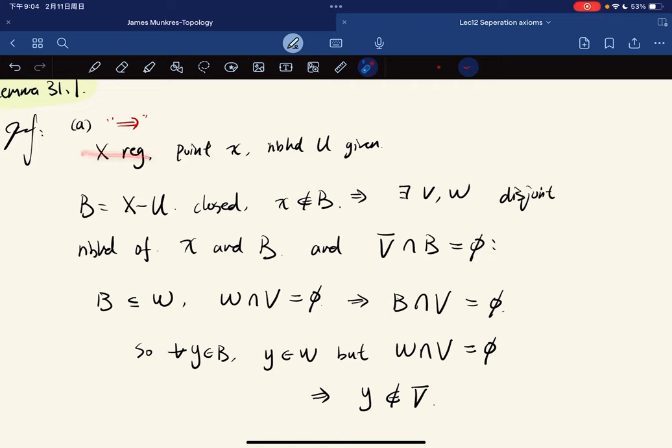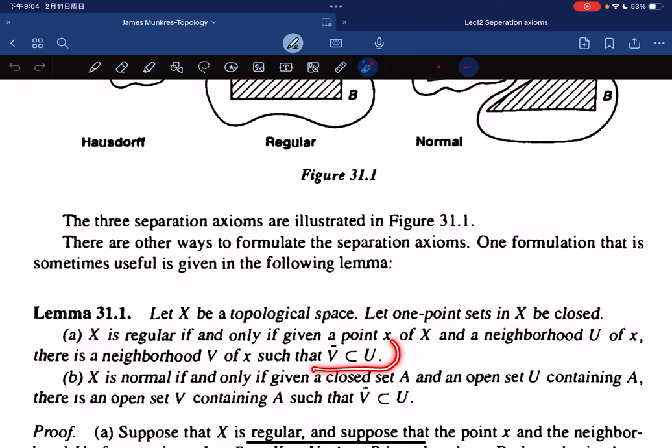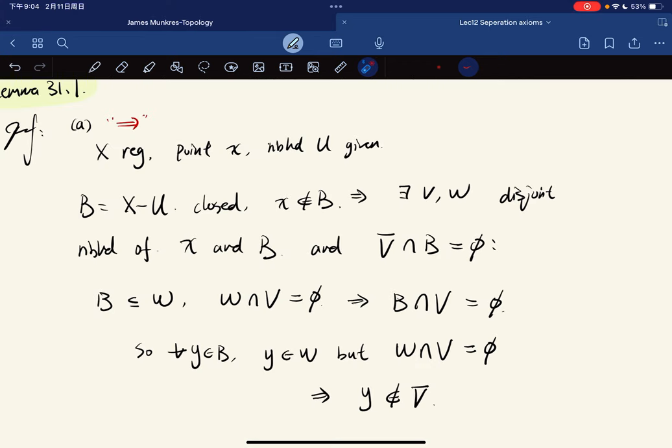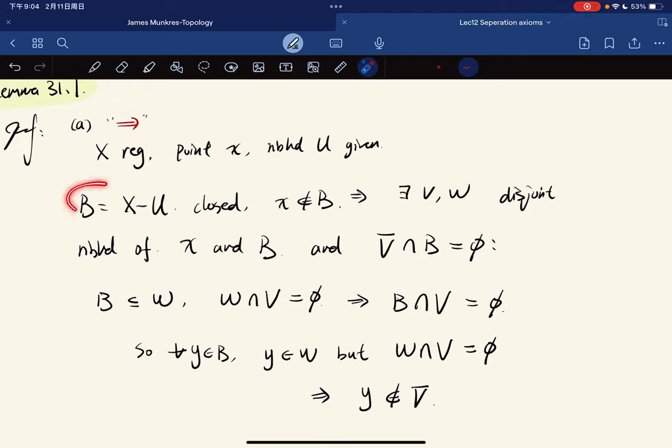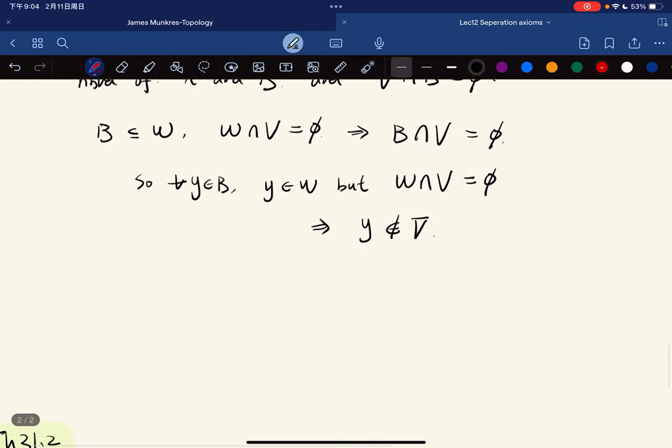It's regular. Regular means that for any X and neighborhood U, we have a neighborhood V of X such that V bar intersect B is empty. But B is equal to X minus U, right? So if V bar intersect B is empty, then V bar must be in U. So we're done.